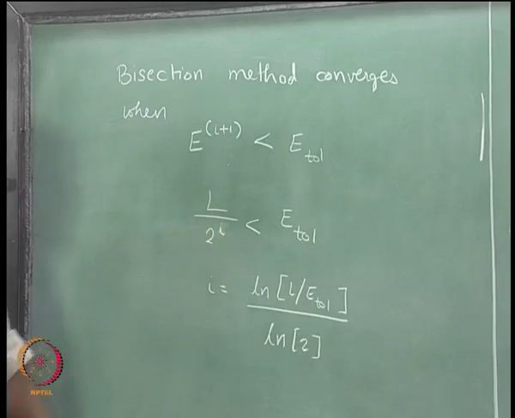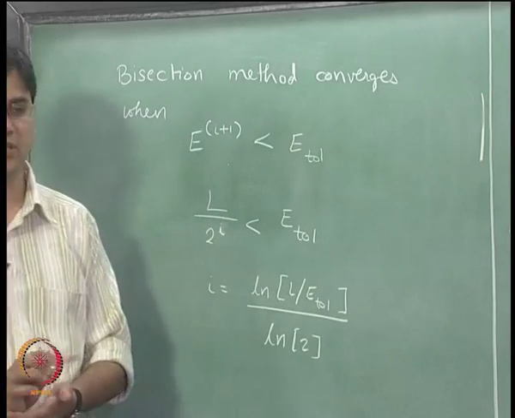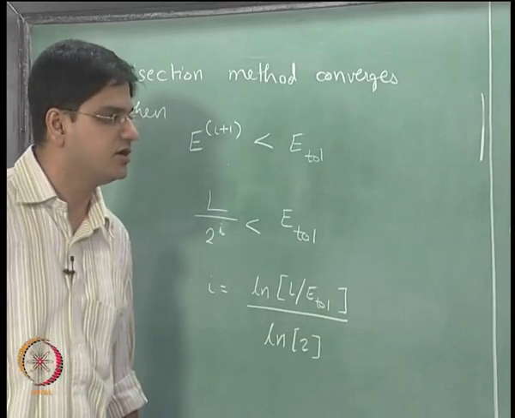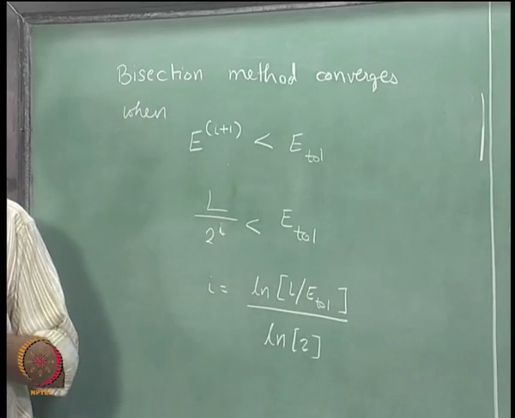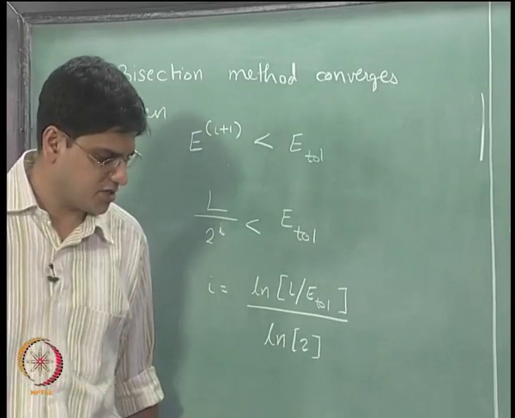So that is essentially all we have to do about the bisection method. The next method that we are going to consider, and we will do the same kind of stability analysis on, is fixed point iteration.